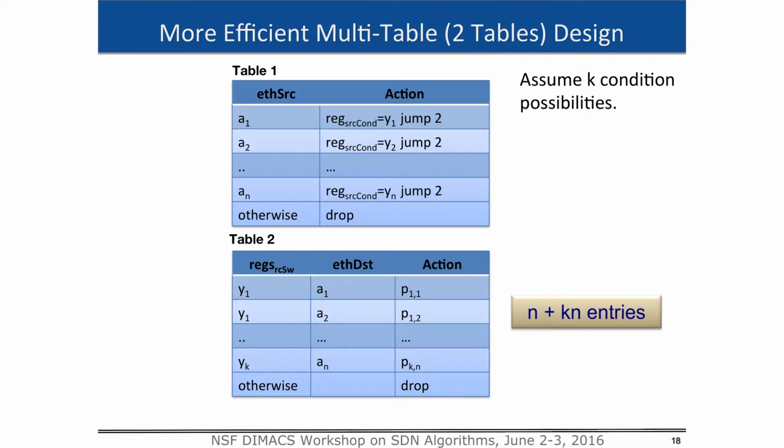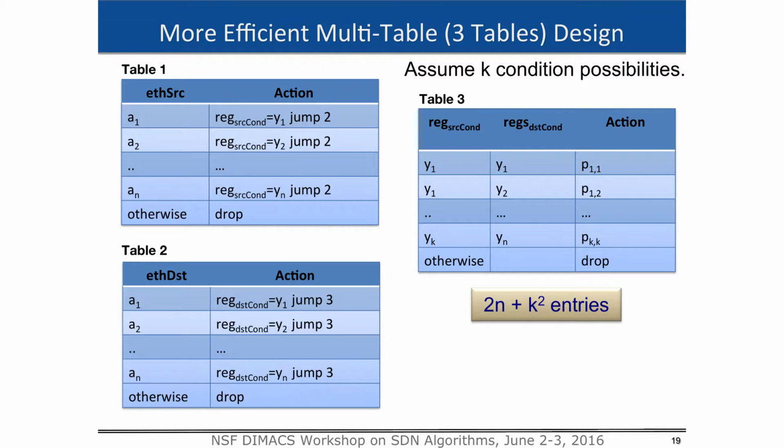An even more efficient design would be a three-table design. This is actually optimal in this example. Not only for table 1, but also for table 2, we use another register to record the destination MAC and the corresponding conditions with k different possible values. So in the third table, we only need a cross product between the values of two different registers, which is k by k entries. In this design, we only have 2n plus k square entries.